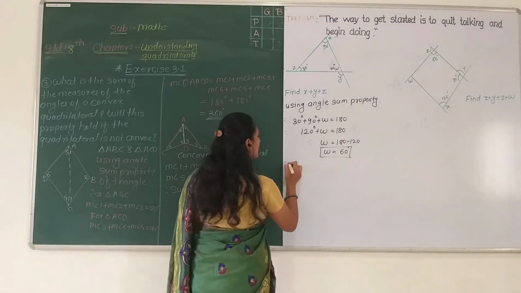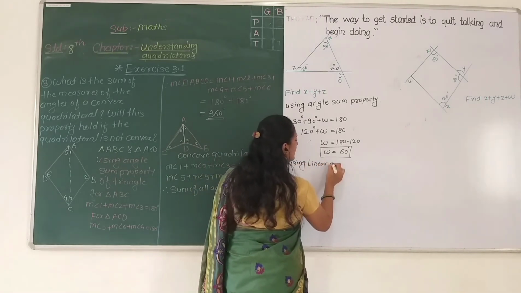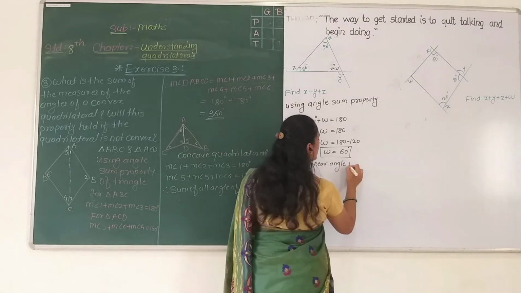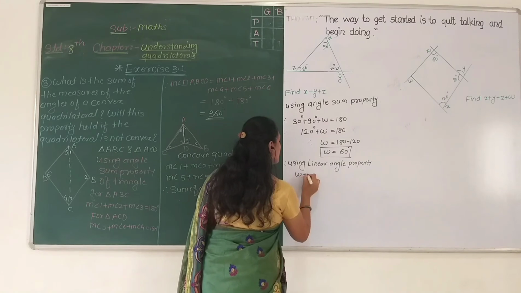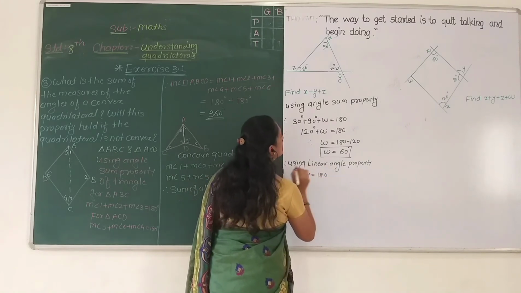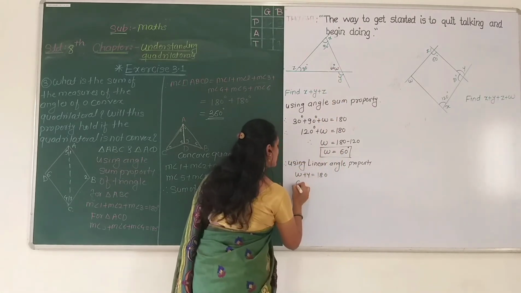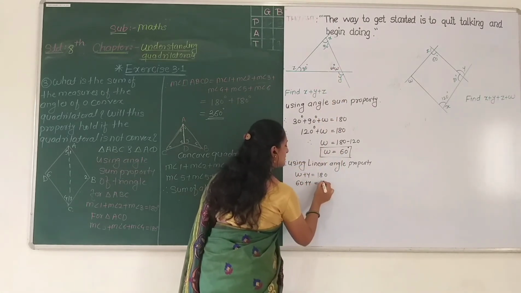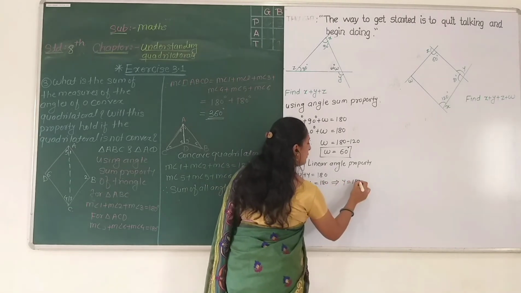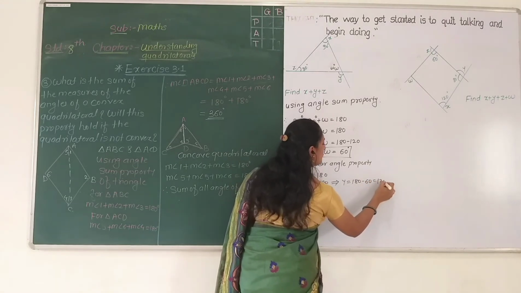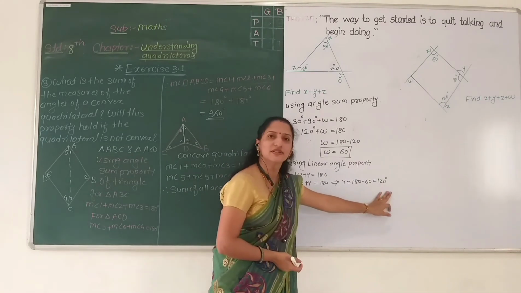So using the linear angle property, we can write w plus y is equal to 180 degrees. But what is the value of w? w is 60 degrees. So 60 plus y is 180 degrees, which gives us y is equal to 180 minus 60, that is 120 degrees.